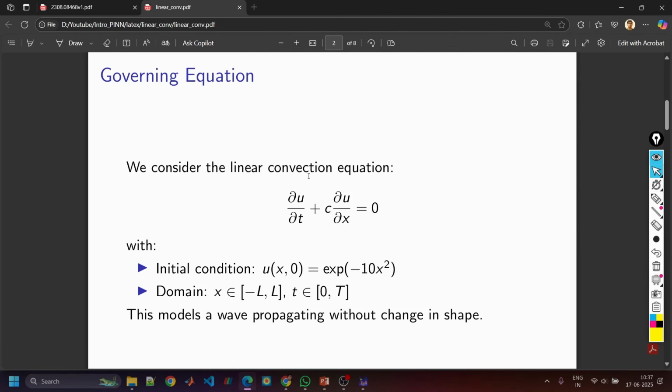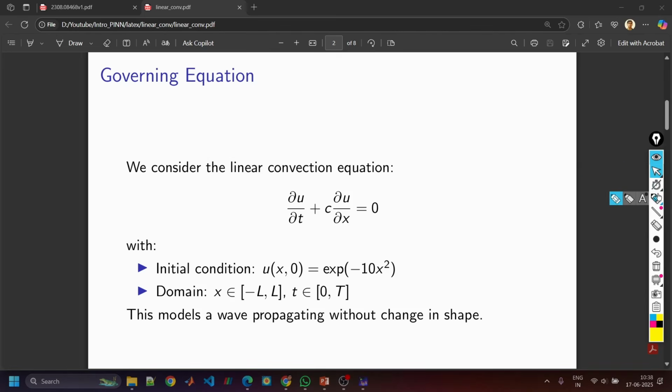The beauty of this equation is that it will advect the solution. For example, let's say we have an initial condition like this, the solution will be moved in this direction over time. So this equation also can be used to quantify the numerical dissipation and dispersion error.